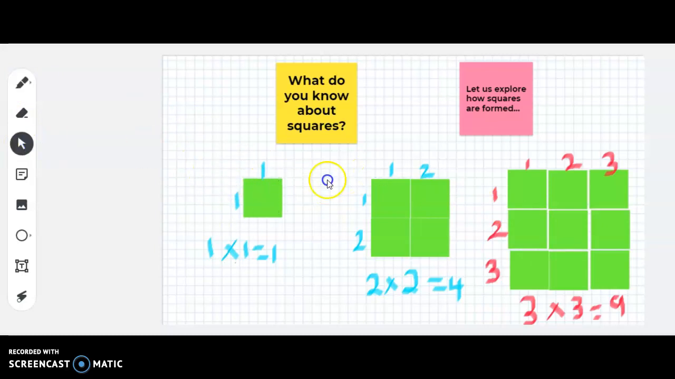If you remember the properties of squares, we say squares have all 4 sides equal. So if here is 2, here also has to be 2. Here is 3, here also has to be 3. So that makes a square a unique figure.